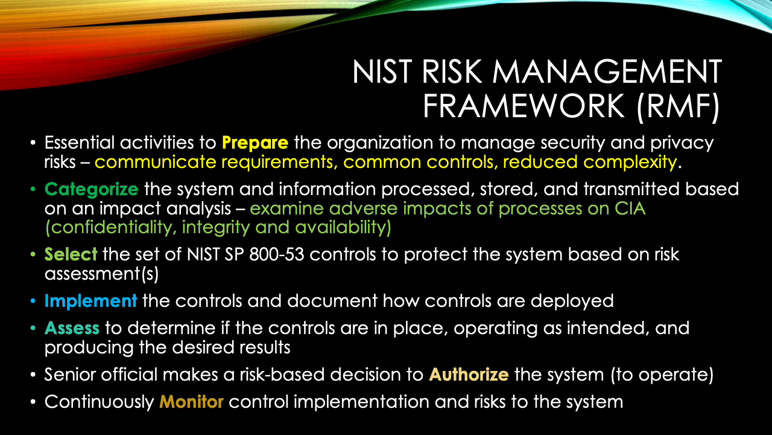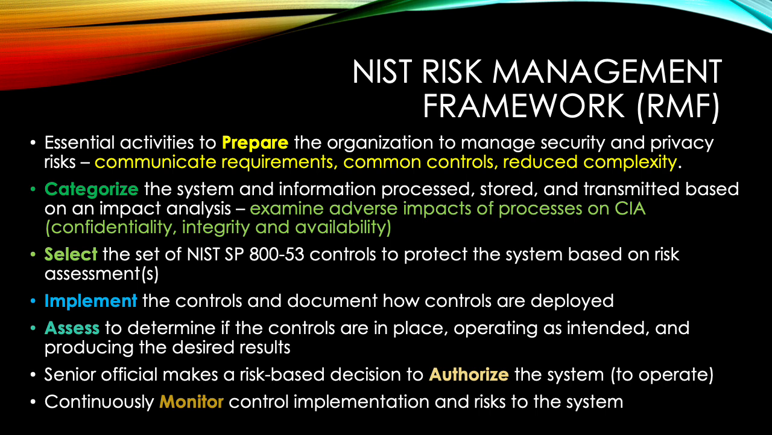Then you start categorizing the system and the information that's processed, stored, and transmitted based on an impact analysis. You start looking at, if this were to be hit, what would be the impact? That's impact analysis. So start examining the adverse impacts of processes on the CIA triad, which is confidentiality, integrity, and availability. Confidentiality ensures privacy, right? And of course, requires encryption. Integrity ensures data accuracy and that it hasn't been tampered with. And availability ensures accessibility by the right person, for the right person, at the right time.